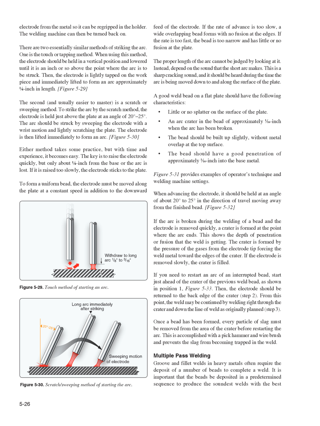The key is to raise the electrode quickly, but only about 1/4 inch from the base, or the arc is lost. If it is raised too slowly, the electrode sticks to the plate. To form a uniform bead, the electrode must be moved along the plate at a constant speed in addition to the downward feed of the electrode. If the rate of advance is too slow, a wide overlapping bead forms with no fusion at the edges. If the rate is too fast, the bead is too narrow and has little or no fusion at the plate.